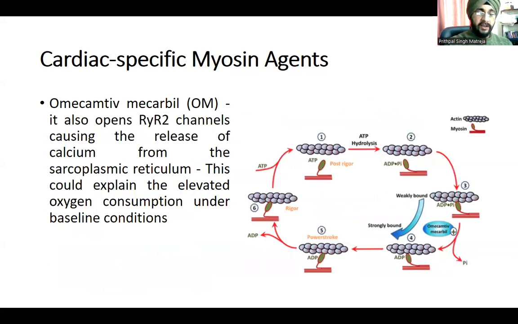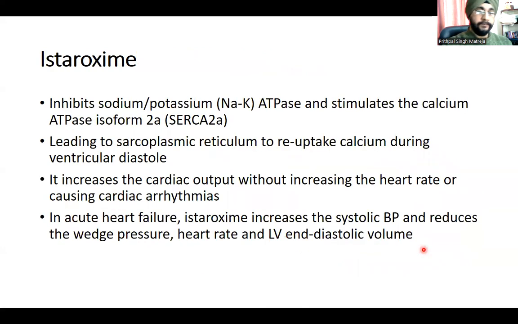Omecamtiv mecarbil also tends to open the ryanodine receptors that are present, causing the release of calcium from the sarcoplasmic reticulum, and this could explain the elevated oxygen consumptions under baseline conditions. This is where its mechanism of action is depicted. This is where it is binding the actin myosin, and it tends to increase the binding of this particular actin myosin, so leading to more effective contraction of the ventricles.